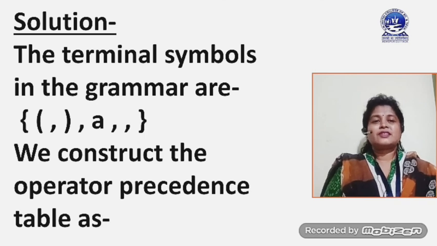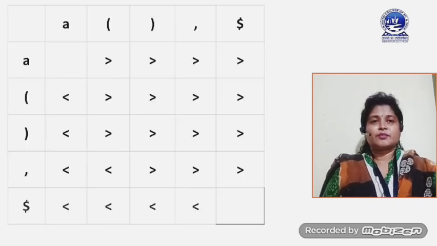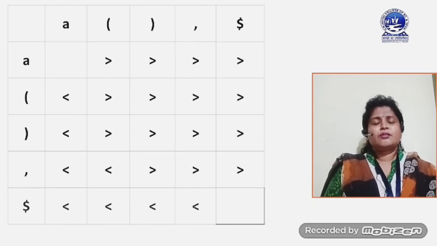Now we will construct the operator precedence table. We know the meaning of the operator precedence table and its importance. Here we have used all the symbols: A, opening bracket, ending bracket, comma, dollar symbol, and at each row we are just trying to find out the relation between two symbols.